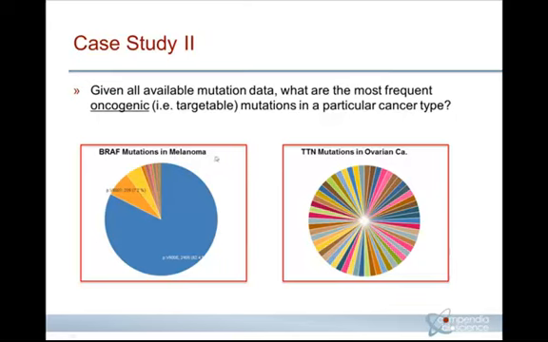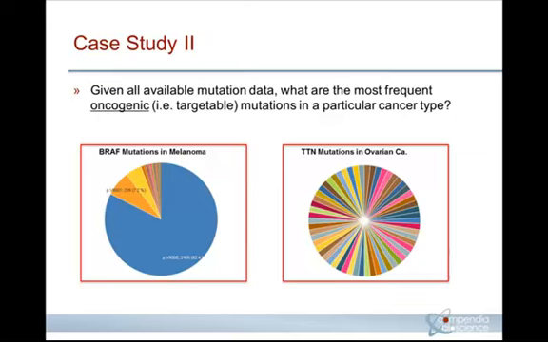So what I'm showing you here, much like what we saw for HER2, is the mutation spectrum of two different genes, BRAF in melanoma and a gene called Titin in ovarian cancer. And I would just draw your attention to these very much contrasting mutational spectra. BRAF, which we of course know is an oncogenic mutation that's amenable to therapeutic intervention, is mutated almost exclusively at one particular amino acid. Other oncogenes like KRAS or NRAS or EGFR also tend to be mutated at hotspots. In some cases, it's a handful of hotspots that are mutated.